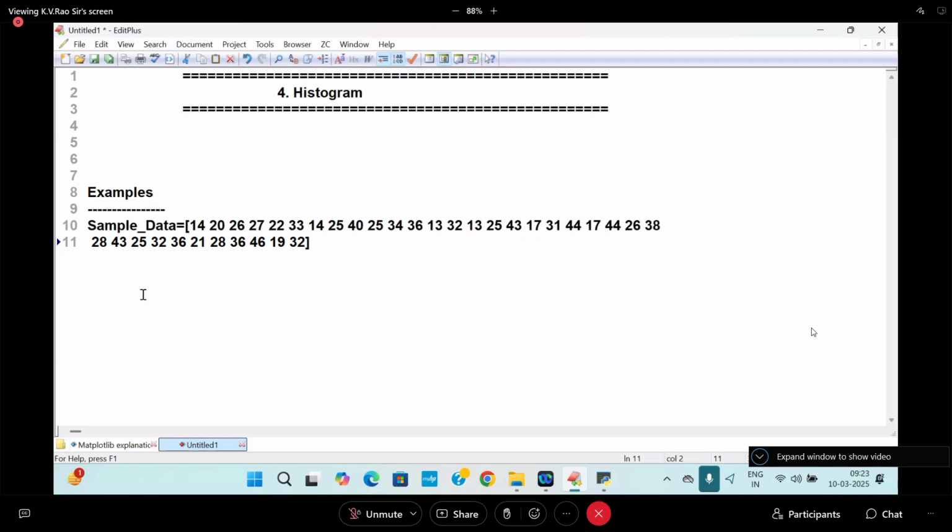Now, what I am trying to tell you here is, from this sample data, I want to take class intervals. Do you know class intervals?